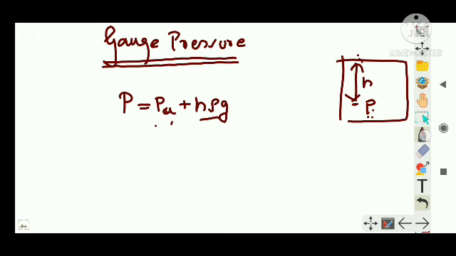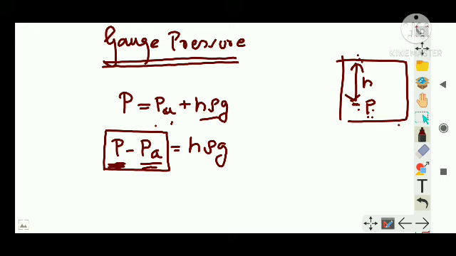H rho G, which I have taken again because I want to refresh it. Now I have written it like this also, P minus PA is equal to H rho G. So here this P is called the pressure of the system, the pressure you want to find. You want to find the pressure at this point, right? So this P is called the pressure of the system. PA is your atmospheric pressure. So P minus PA is the pressure difference between the system and the atmospheric pressure, and this is called gauge pressure.